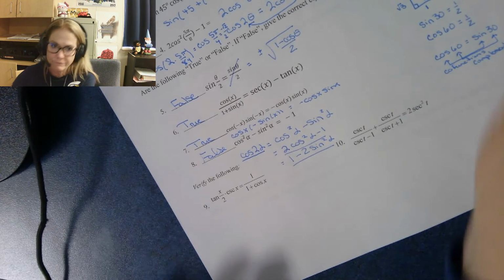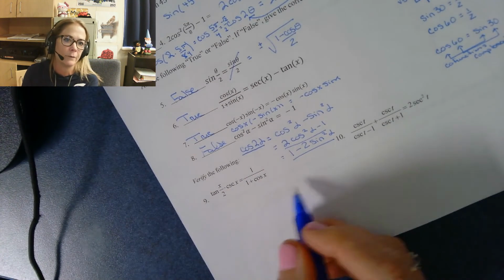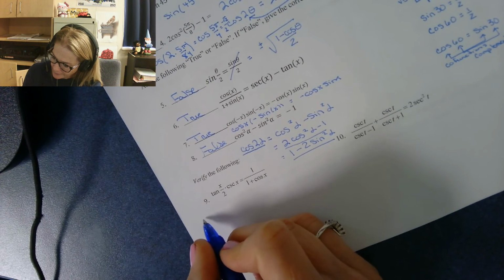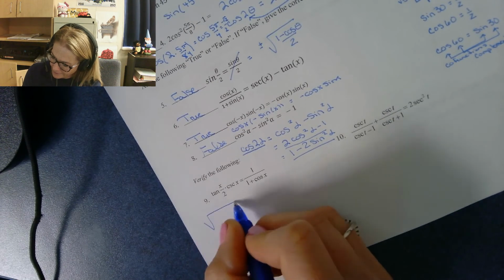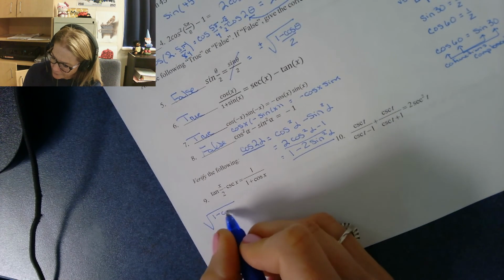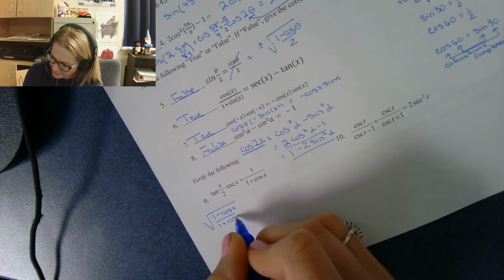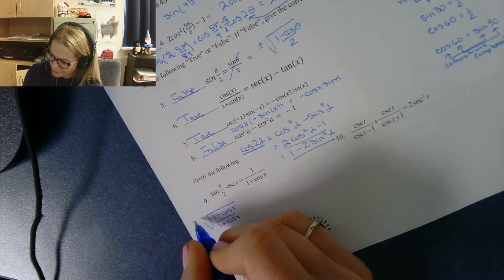Okay, verifying the following. Again, we're just going to work on one side. So I'm going to use my half angle identity here, which is 1 minus cosine of x over 1 plus cosine of x. And I can just use, I mean, that's equal to this one or this one.